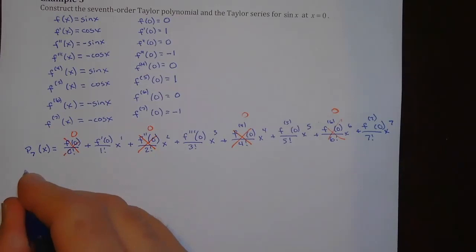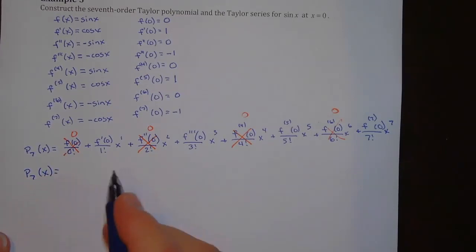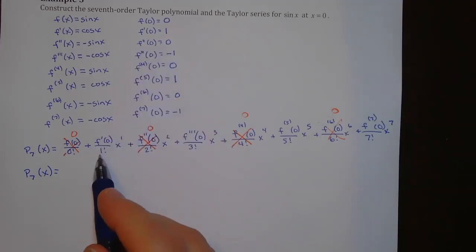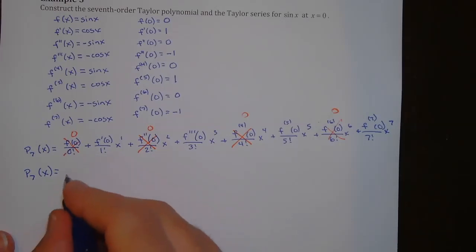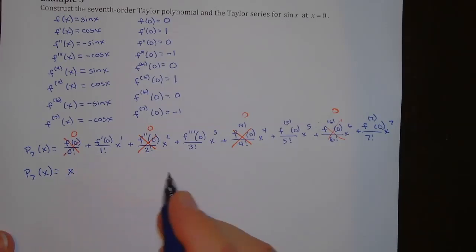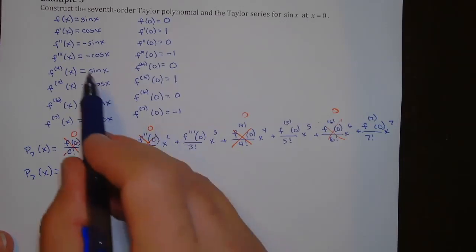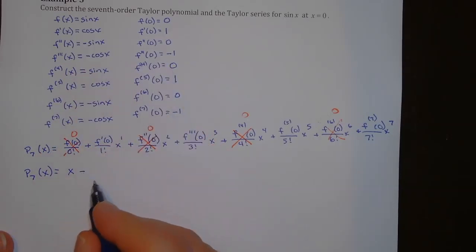Okay, so the seventh order Taylor polynomial, we're almost done, would be f prime of 0. F prime of 0 is 1. So that'd be 1 over 1 factorial. So that'd be 1 x to the first, or just x. All right, and then f triple prime of 0. F triple prime of 0 is -1. So it's going to be minus 1.